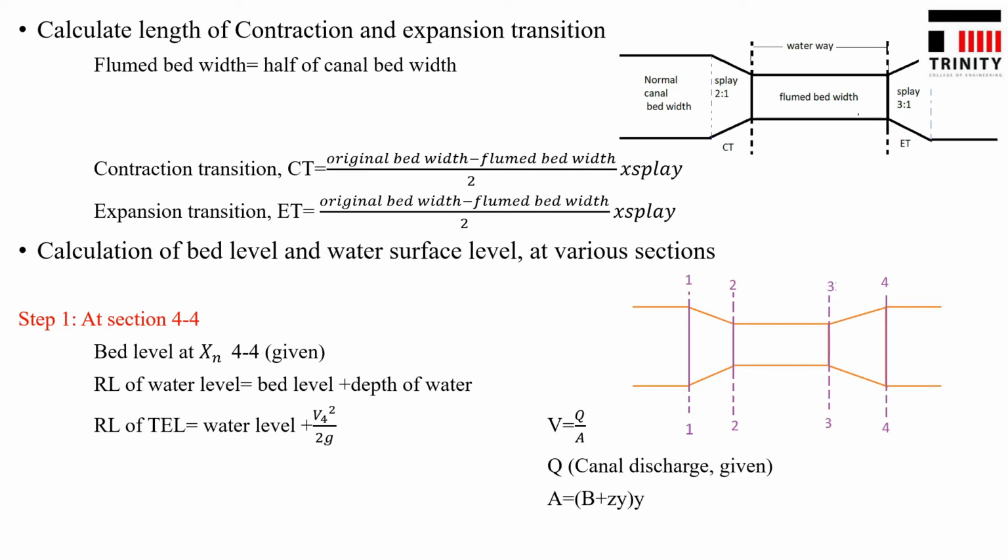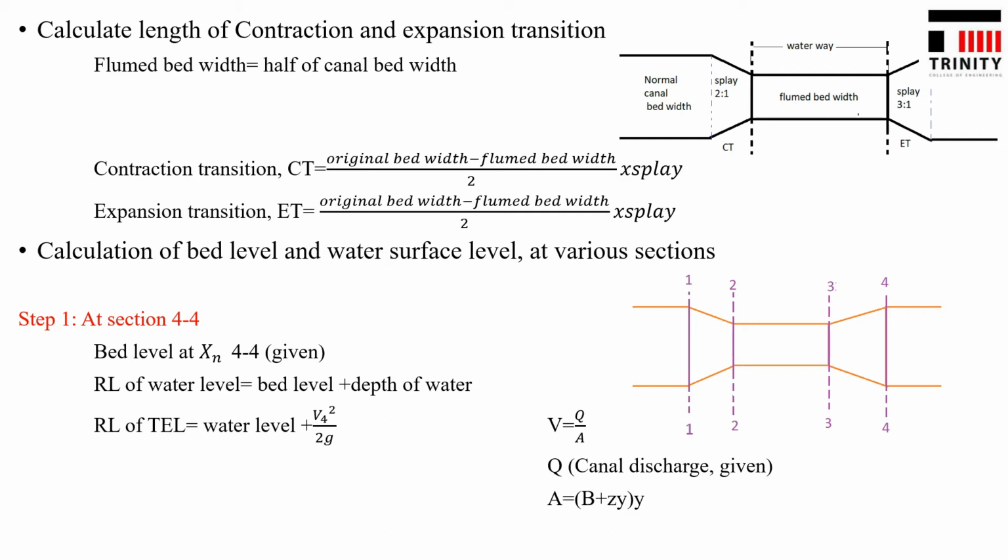So here the original bed width and the flumed bed width will be divided into 4 sections, that is section 1:1, section 2:2, section 3:3 and section 4:4. Then we have to find out the water level, the bed level and the total energy level at each section. First we begin with section 4:4, then section 3:3, then section 2:2 and finally section 1:1. At section 4:4 we start with the bottom level, that is the bed level of the canal. That will be given in the question, so we have to write out the answer.